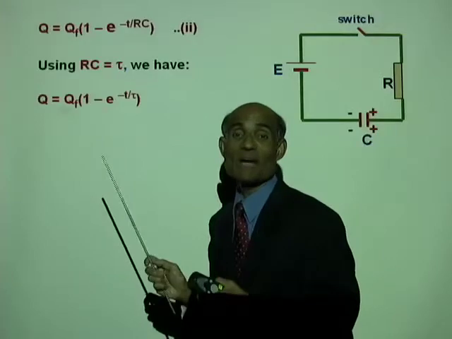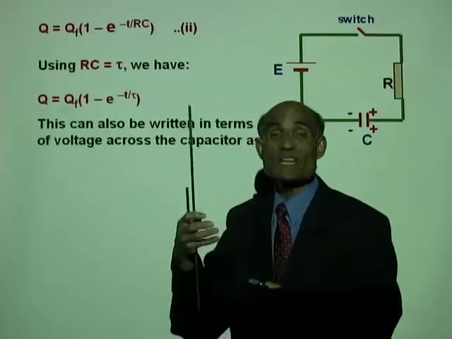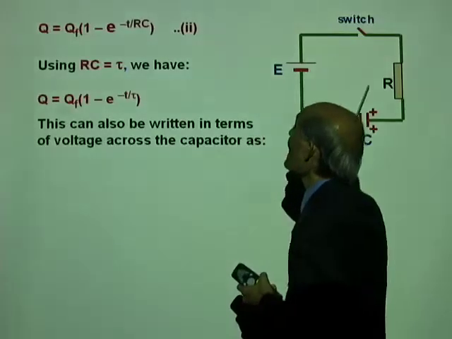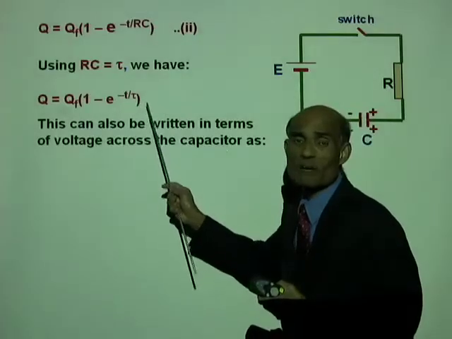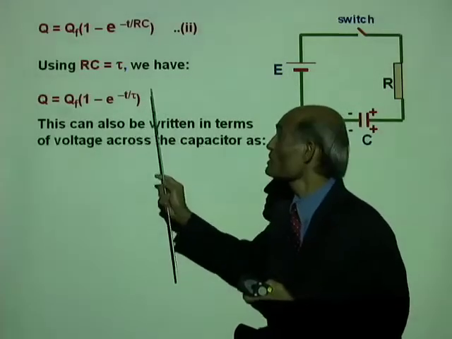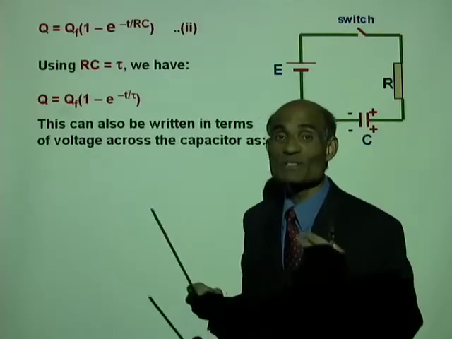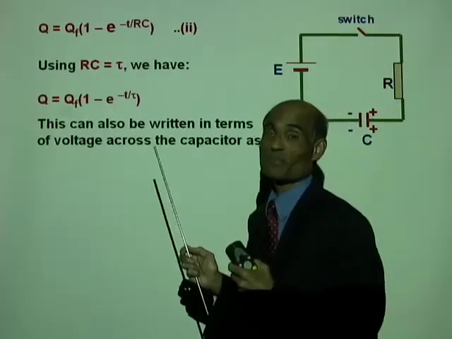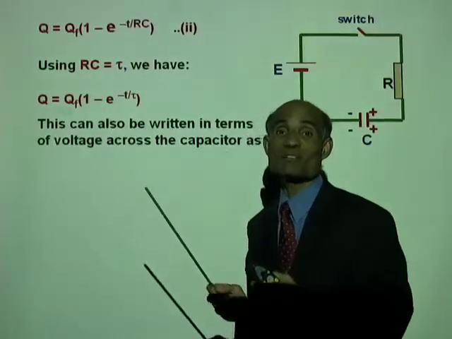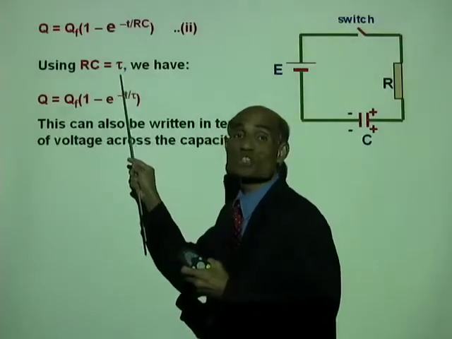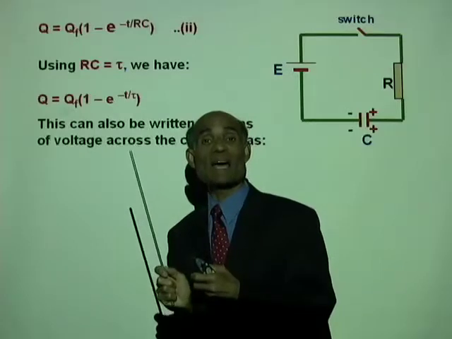And this tau has a significance for this circuit. Tau is called the time constant of the RC circuit. What is tau called? Tau is called the time constant of the RC circuit. Well, what is tau equal to? Tau equals RC. That means the time constant can be adjusted by varying the values of R and C.